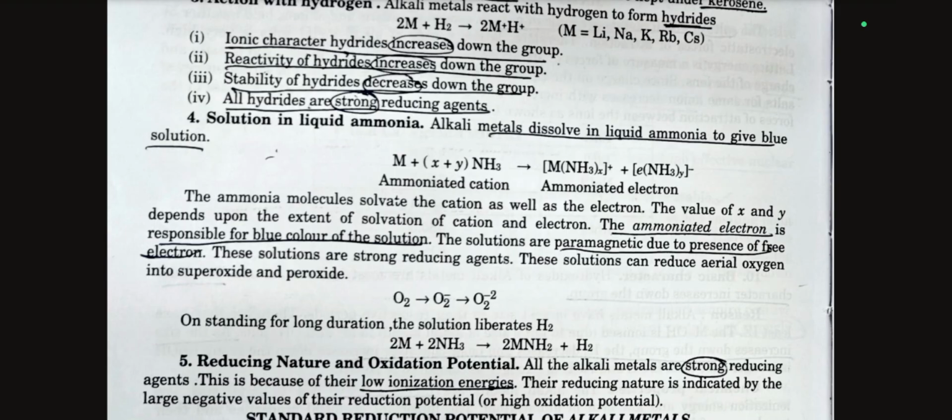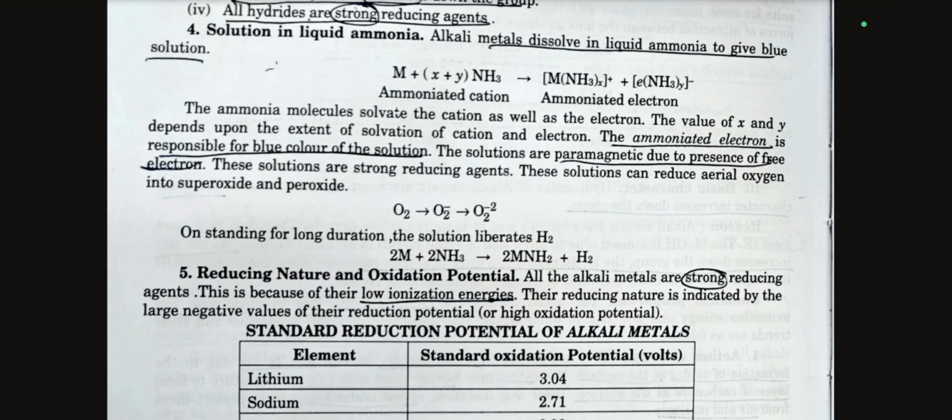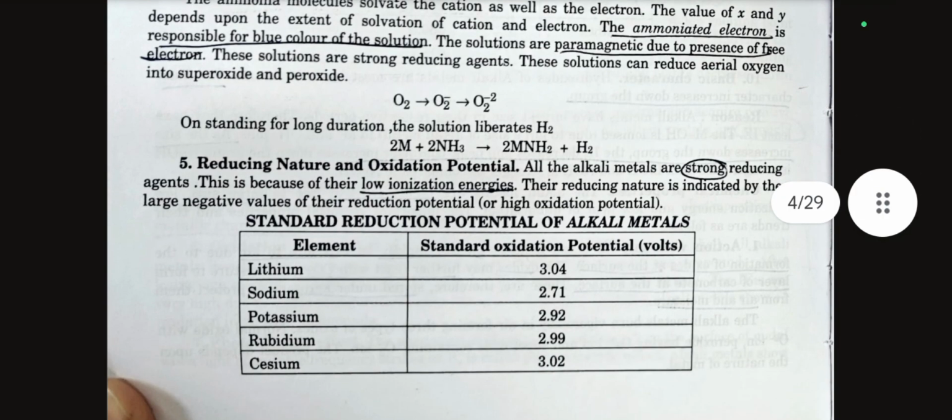The solutions are paramagnetic due to the presence of free electrons. The solutions are strong reducing agents. The solutions can reduce aerial oxygen into superoxide and peroxide. On standing for a long duration, the solution liberates H2, reducing nature and oxidation potential.